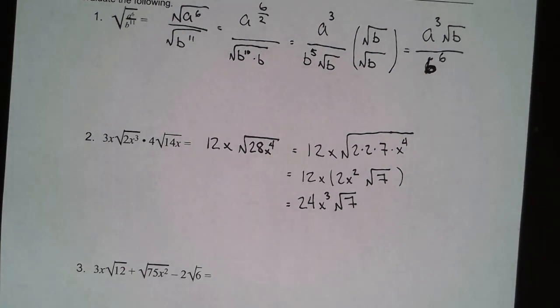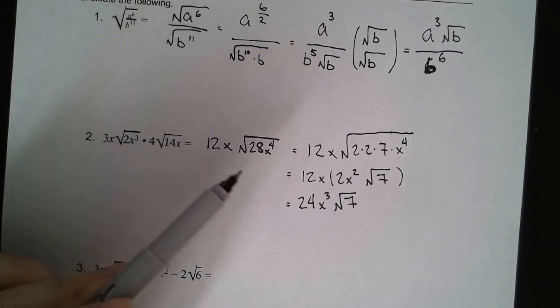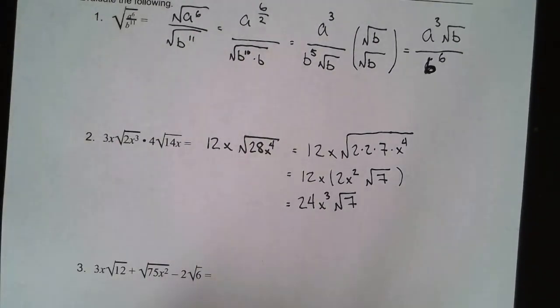All right, this is what I got. 3 times 4 is 12, and the x just comes over. 2 times 14 is 28. X to the 3rd times x is x to the 4th.